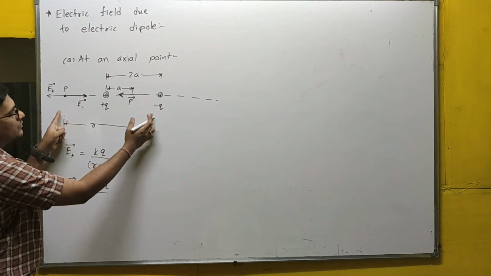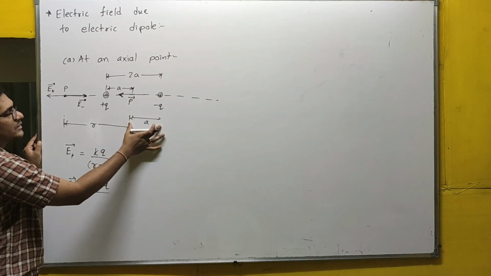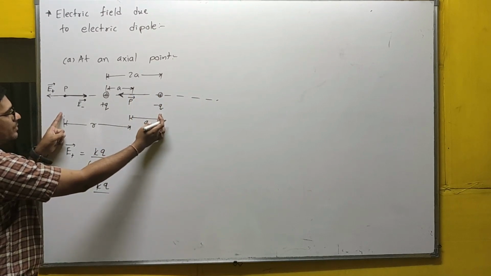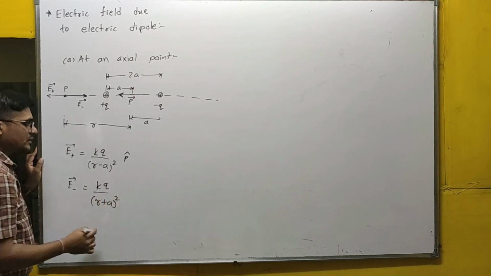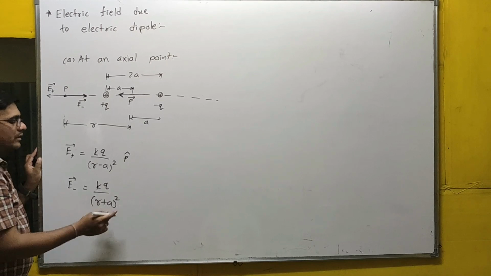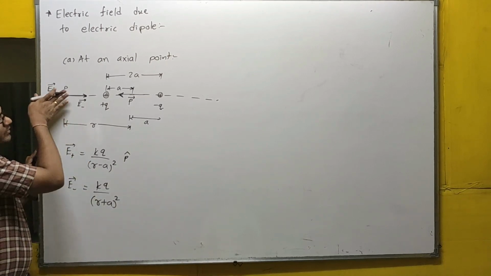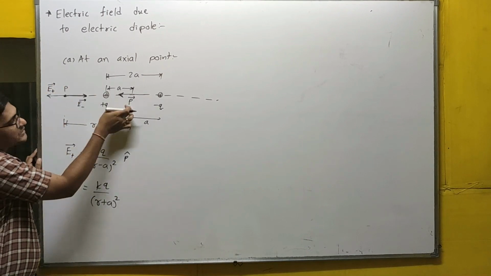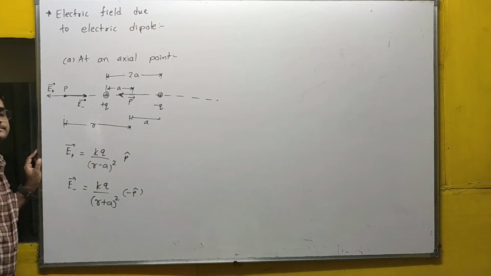So that is equal to R plus A. This distance is A. So the distance between point P and the minus Q charge is R plus A. So use the formula KQ by R square, and in place of R, write down (R plus A) whole square. Now what is the direction of E minus? The direction of E minus is in the opposite direction of P, so write down minus P cap.